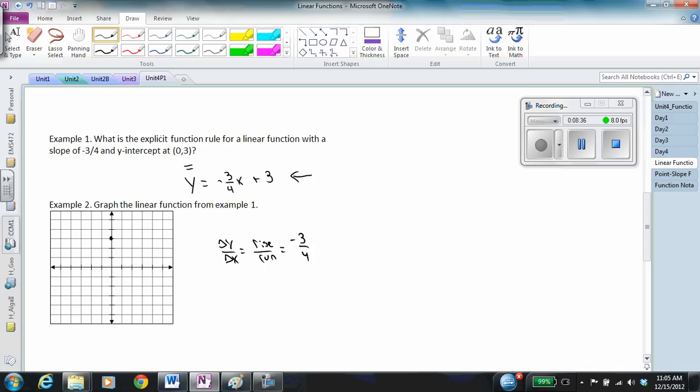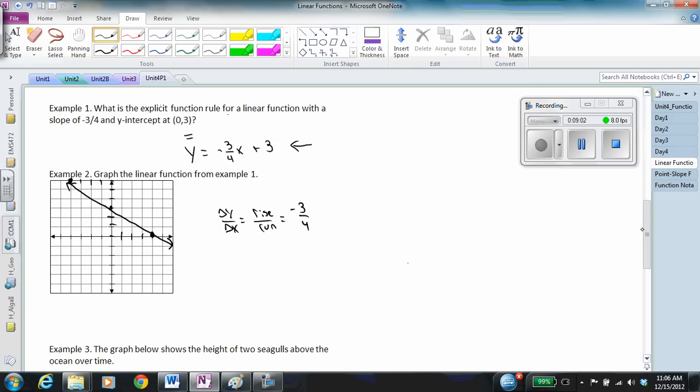So we're going to go down 1, 2, 3, and right 1, 2, 3, 4, and plot that point. And then I could do the same thing in the other direction. I could go up 1, 2, 3, and left 1, 2, 3, 4, and plot that point. And my function comes when I connect those lines. And that's a bit sloppy, but I could do a better job if I had a ruler.